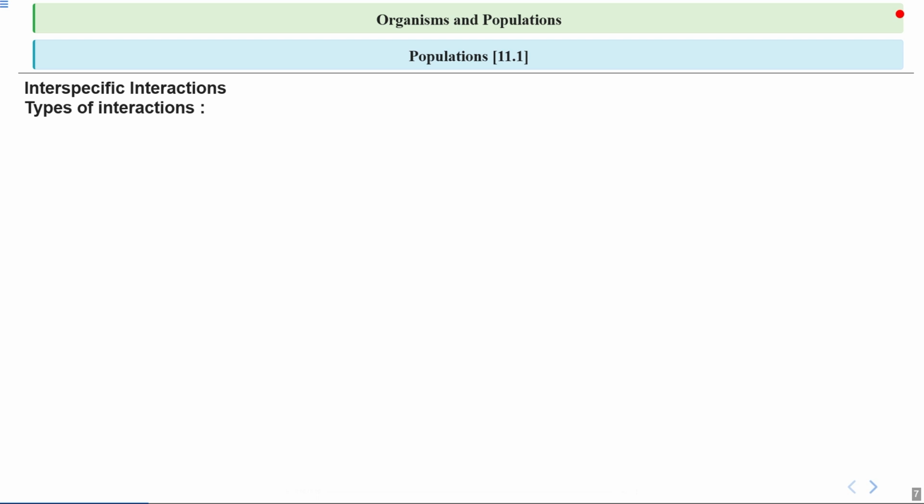Okay, what are the types of interaction? We have just talked about the types of interaction. So mutualism, both species are benefited. In competition, both species are harmed.